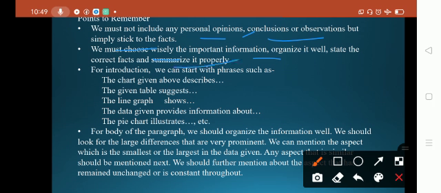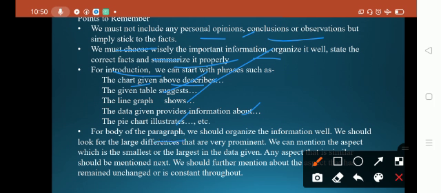Almost the same point. Okay, now for introduction, we can have different interpretations, like the chart given above describes. You can write like this: the given table suggests, the line graph shows, the data given provides information about, the pie chart illustrates. Okay, so you can use these various forms.